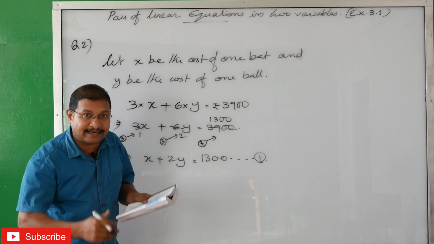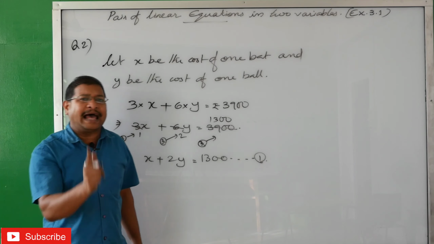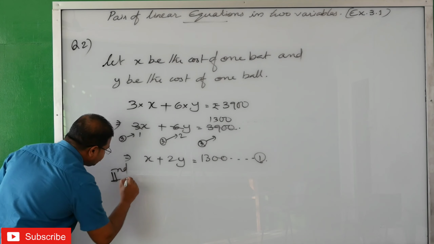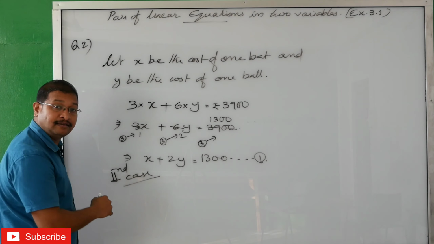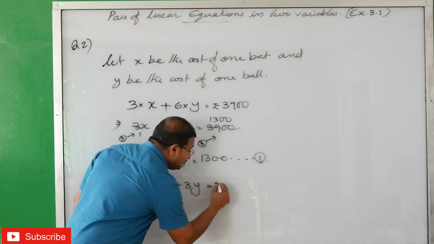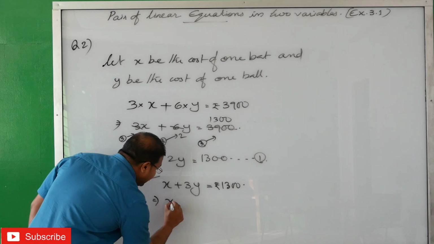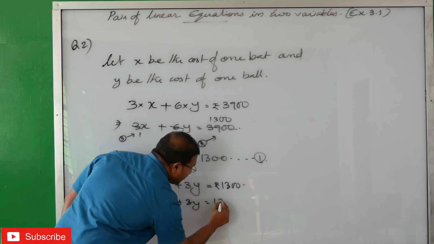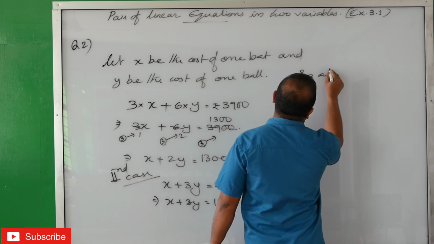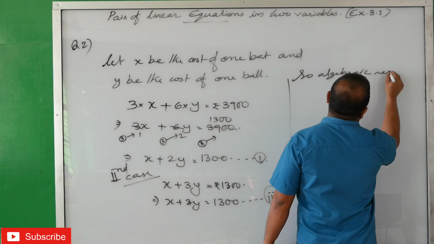Ready? See the second condition. Later she buys another bat and 3 more balls. Another bat means one bat, isn't it? From the second condition, second case, what can you write? 1 bat and 3 balls equals rupees 1,300. Ready? That implies x plus 3y equals 1,300. This is equation number 2. So, algebraic representation.